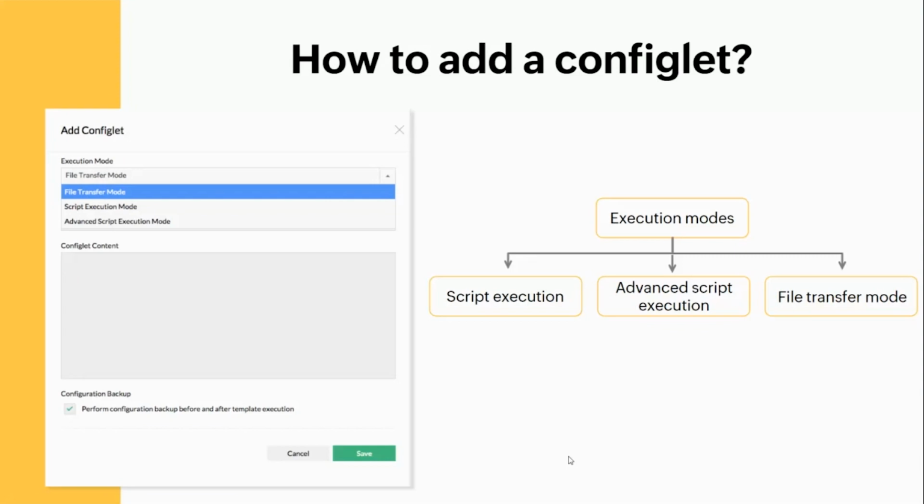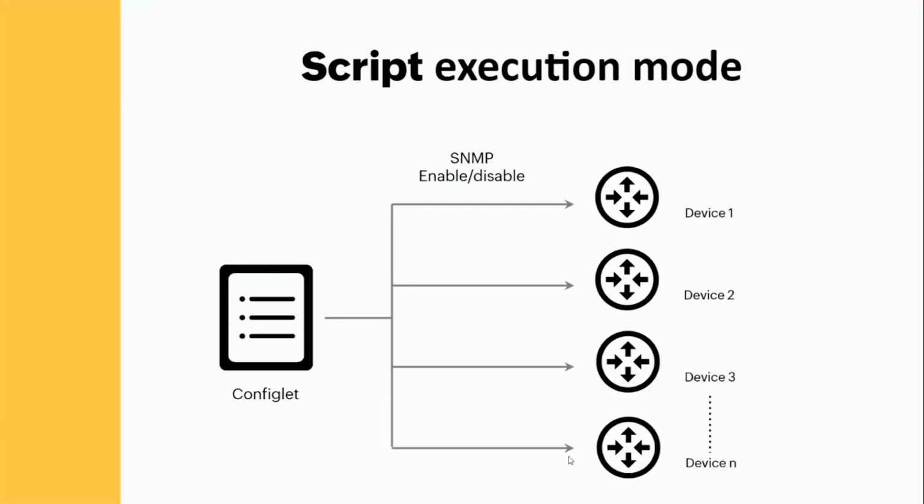So first, we'll see script execution mode. In this mode, the commands are executed in a sequential manner for the devices with which it has been associated. We can make use of this script execution mode to do some simple operations such as enabling or disabling SNMP on your device configuration, configuring interface bandwidth, or performing IP address configuration. So to do some basic operations, we can make use of this script execution mode.